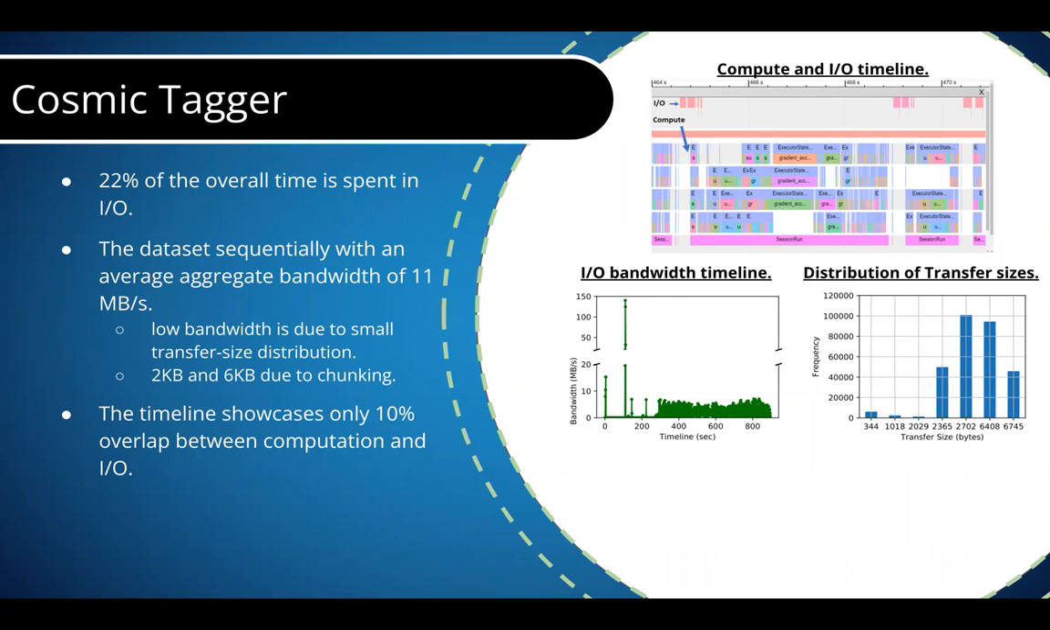So in case of Cosmic Tagger, we observed that 22% of the overall time was spent in performing IO. The dataset essentially is read sequentially, but it achieves a very low bandwidth of 11 megabytes per second aggregate across all processes. This low bandwidth was basically due to small transfer size of requests.